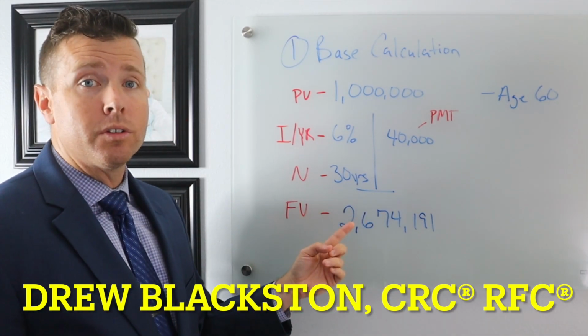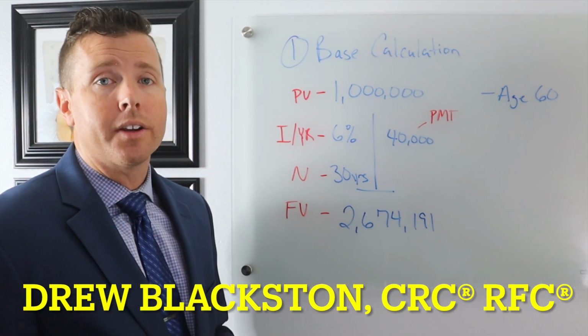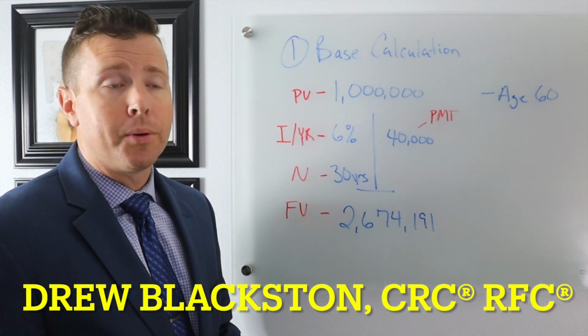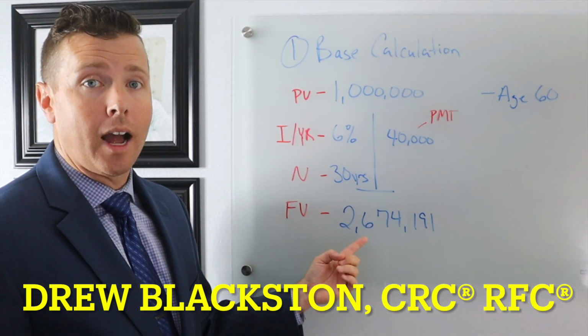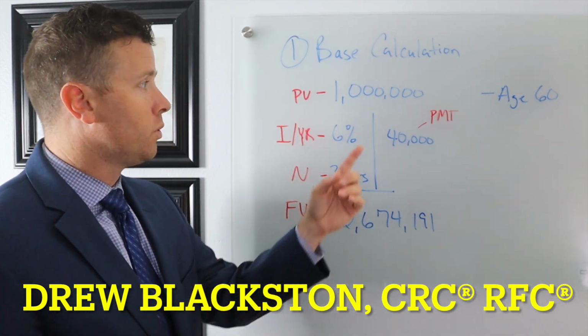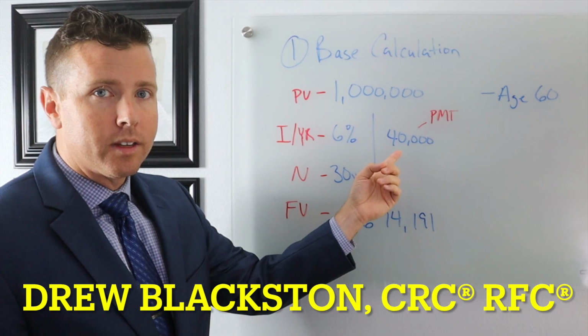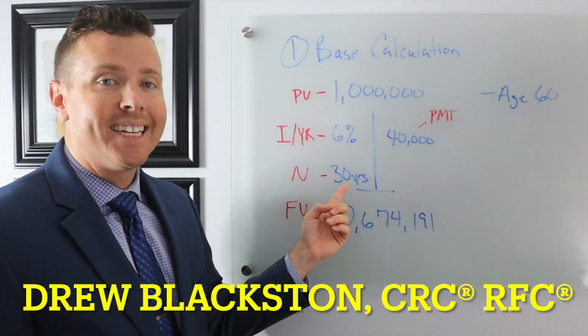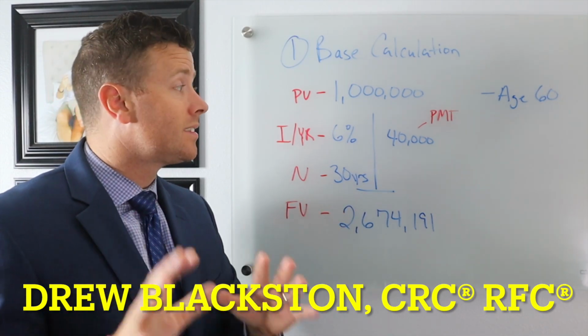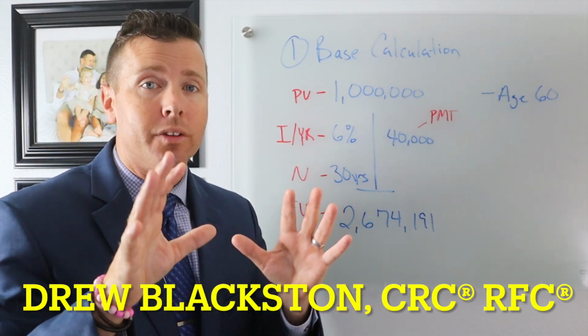And we hit future value, which hits FV on the calculator or FV on your computer program, and that's going to give you $2.6 million. So this individual with $1 million taking $40,000 out a year has $2.6 million after 30 years. But again, we still haven't factored in inflation.